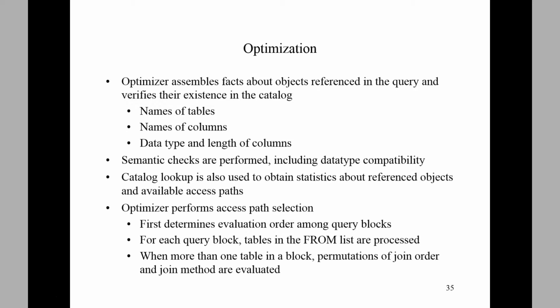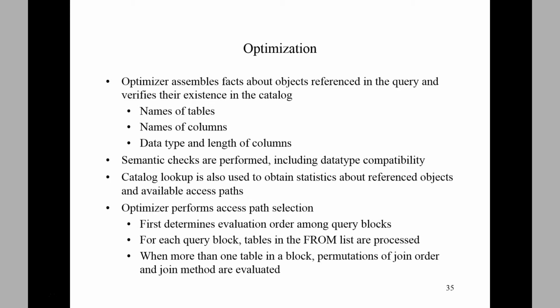The optimizer assembles facts about the objects that have been referenced in the query and verifies that these are valid objects, that they do exist. There's metadata about the objects within the system catalog. We're looking at the names of the objects, the names of the columns, the data types of the columns, and the sizes of the columns.